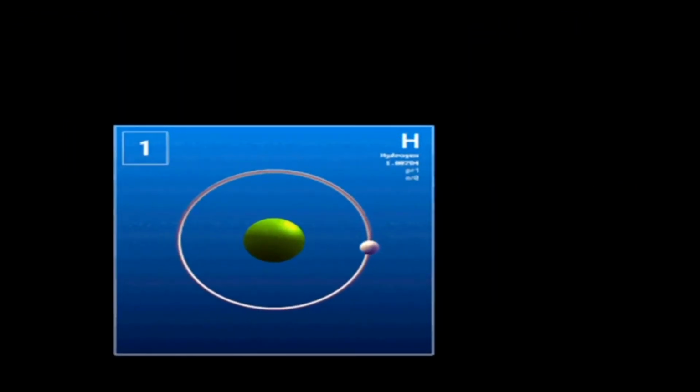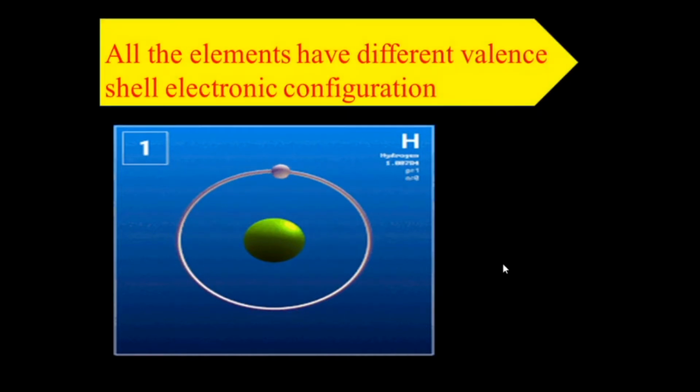Today we are going to discuss chemical bonding. Chemical bonding is the force of attraction between the atoms. Each and every atom has a different valence shell. For example, the hydrogen atom has only one electron in the outermost shell, which revolves around the nucleus. All the atoms have different valence electronic configurations.